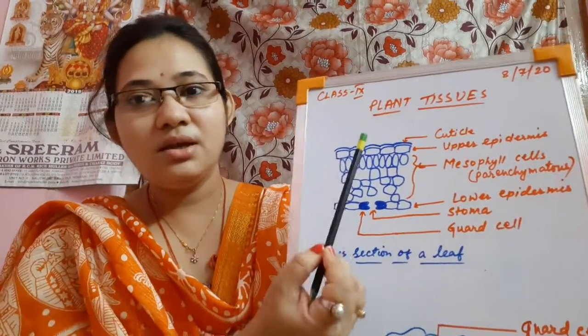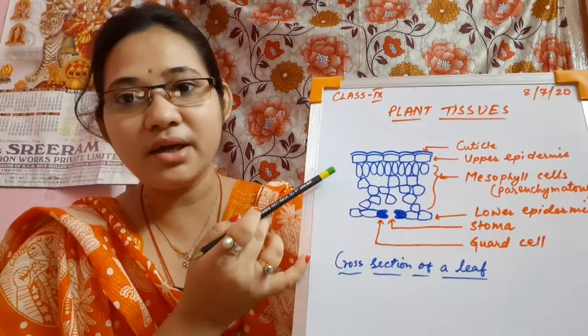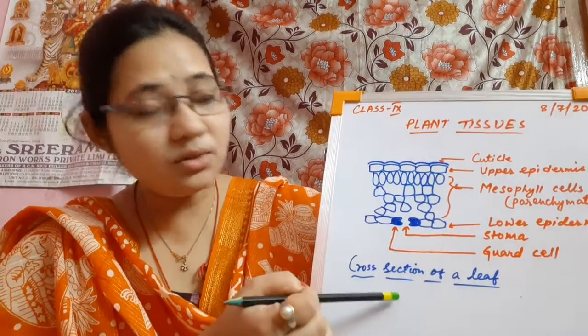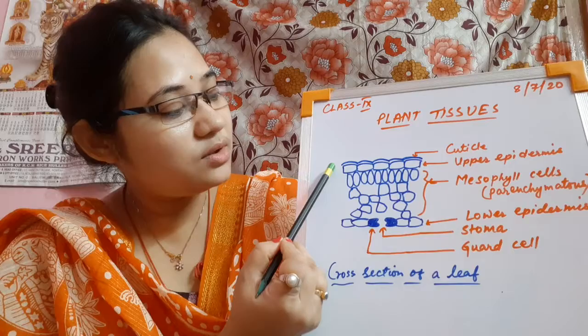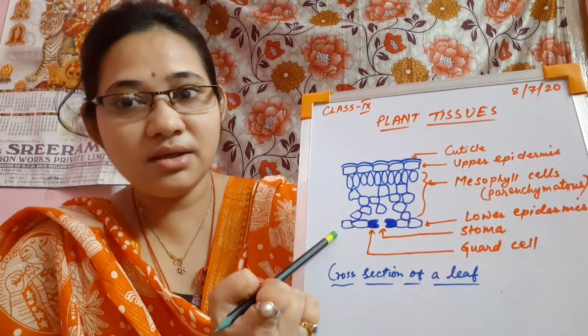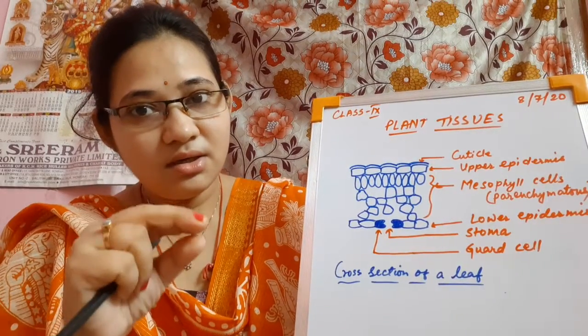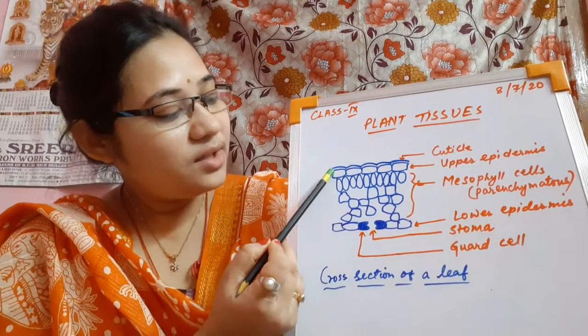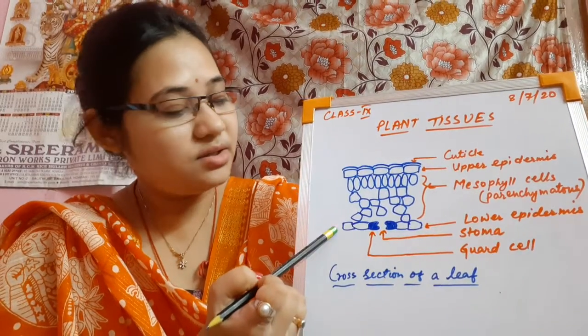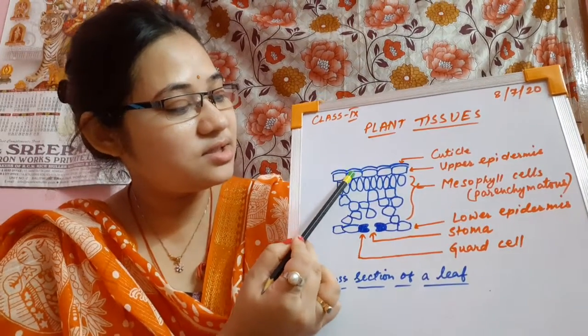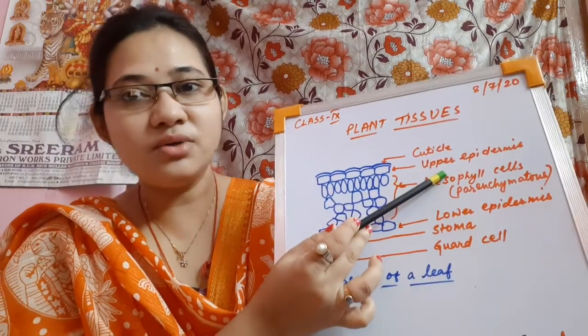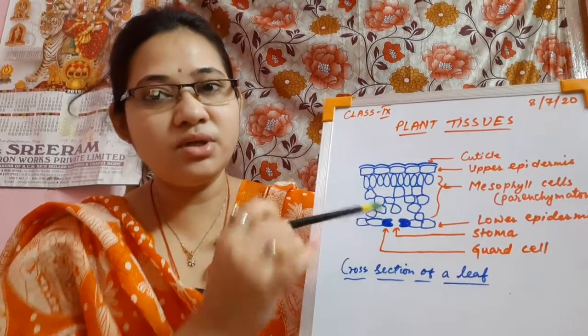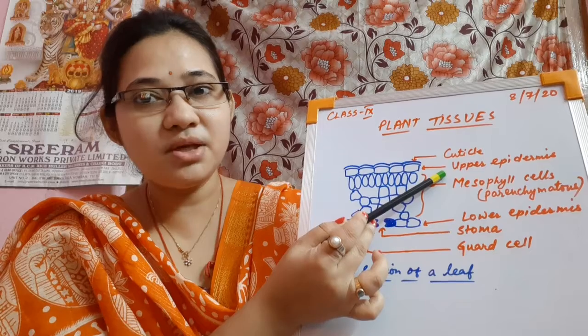various functions. Here you see I have drawn a very simple diagram of the cross section of a leaf. In this cross section of the leaf, the breadth of a leaf is very thin, but it actually has a number of layers. The first layer is called the epidermis, that means the uppermost or outer layer.